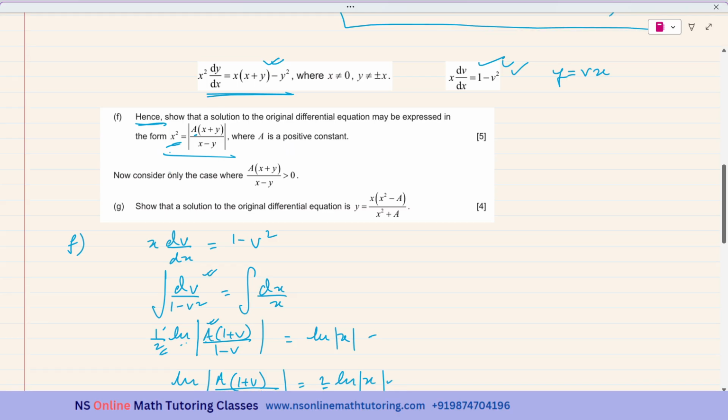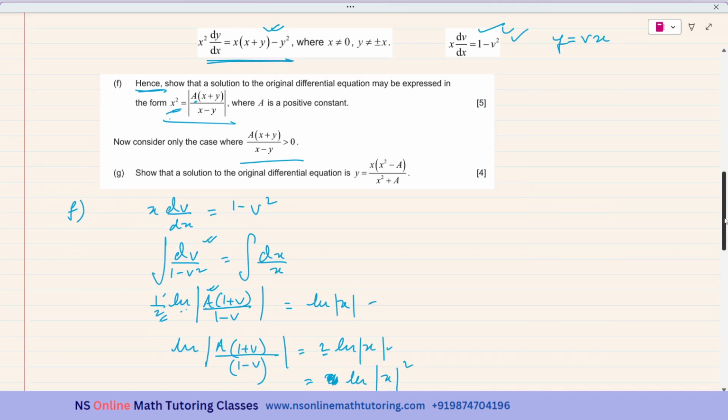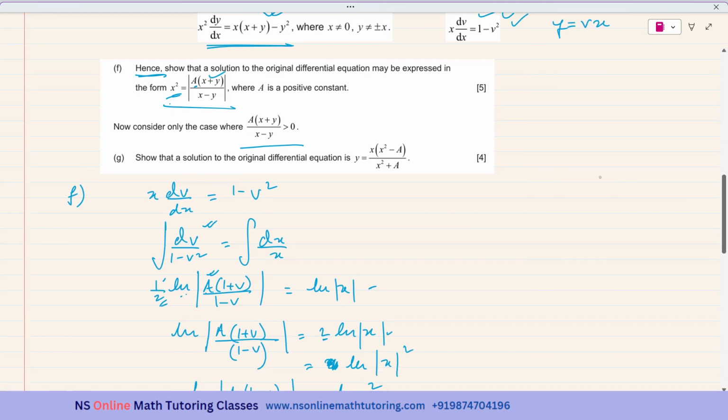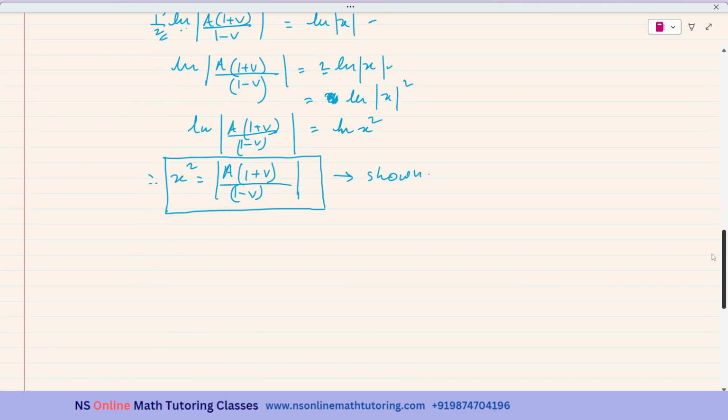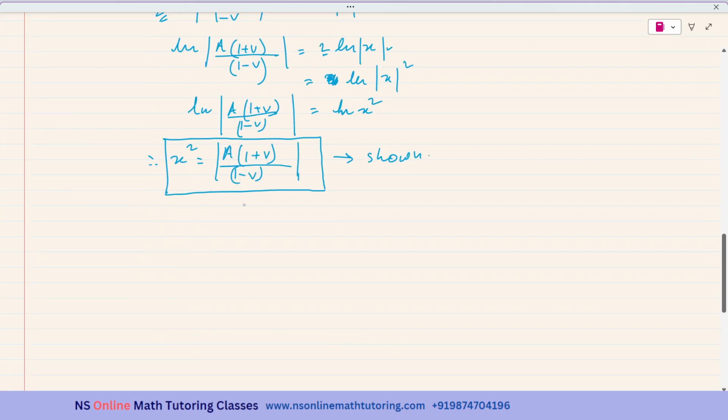Okay, we are done with subpart F. Coming to the last subpart. Now consider only the case where a times x plus y. Okay, sorry, we are not done because this is having x plus y and x minus y, and I'm having 1 plus v and 1 minus v. So we have to bring back the y and x. What was v? v was equal to y over x.